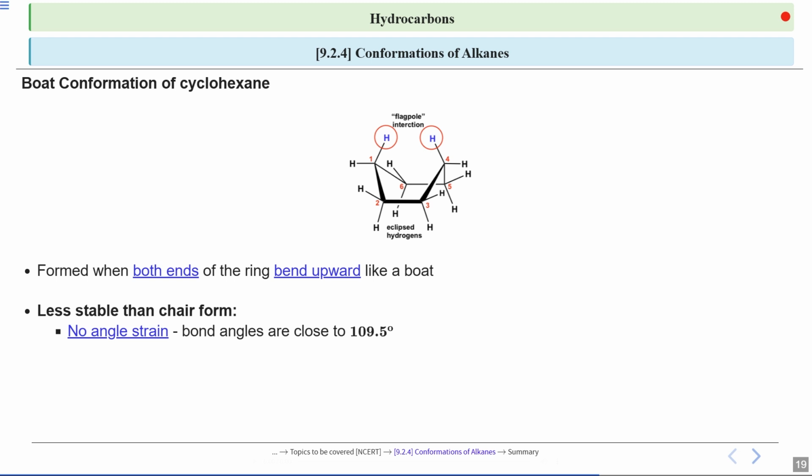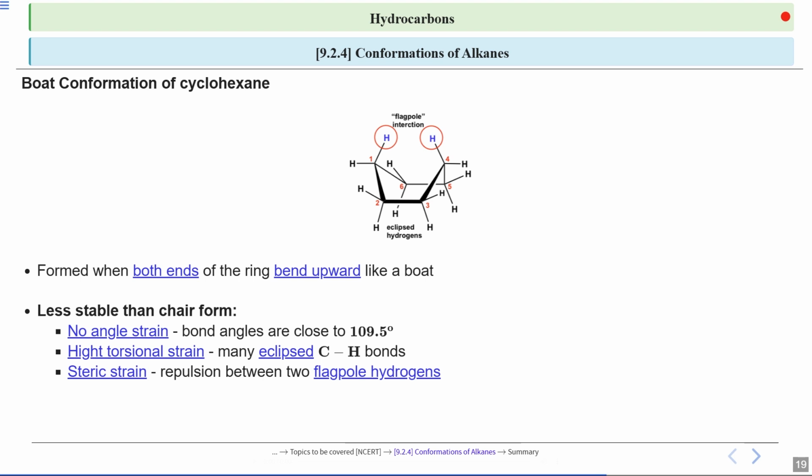First of all, what about the angle strain? So of course, here we don't have any angle strain. Similar to the case of your chair form, the angle strain is absent here. It is because the bond angle is close to 109.5 degrees. Then after, we have a high torsional strain. So many eclipsed carbon hydrogen bonds are possible here, and that is resulting in your torsional strain, because this eclipsing increases the energy.